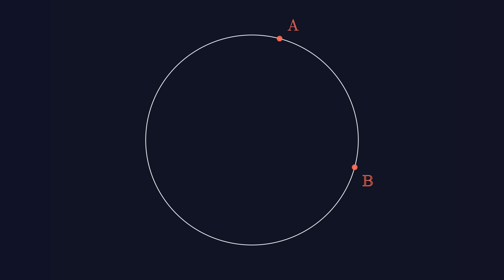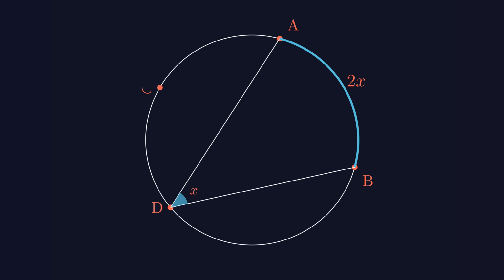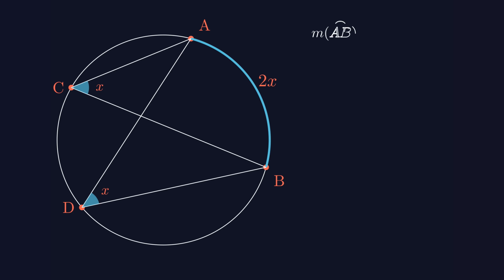Now let's talk about the inscribed angle. An inscribed angle is formed by 2 chords meeting at a point on the circle. Let's call the angle between chords AD and BD angle x. In this case, the arc AB is equal to 2x degrees. So what happens if I draw another inscribed angle that also intercepts arc AB? In that case, angle ACB would also be x.